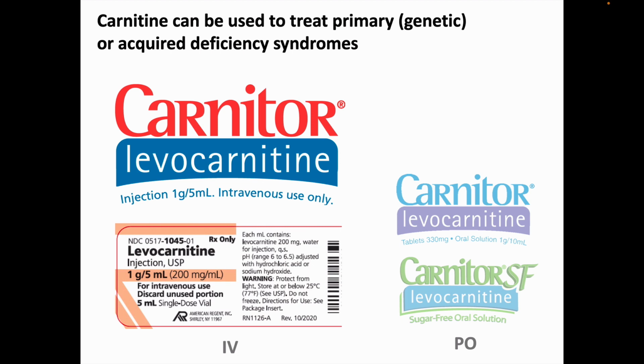Let's get back to carnitine. Carnitine can be used to treat primary carnitine deficiency syndromes. There's a number of enzymes involved in the carnitine shuttle or in carnitine synthesis or absorption that could be non-functional on a genetic basis. And it's also possible to develop an acquired carnitine deficiency. This slide shows some labels of various carnitine products, with those on the left for IV administration and those on the right for oral supplementation.